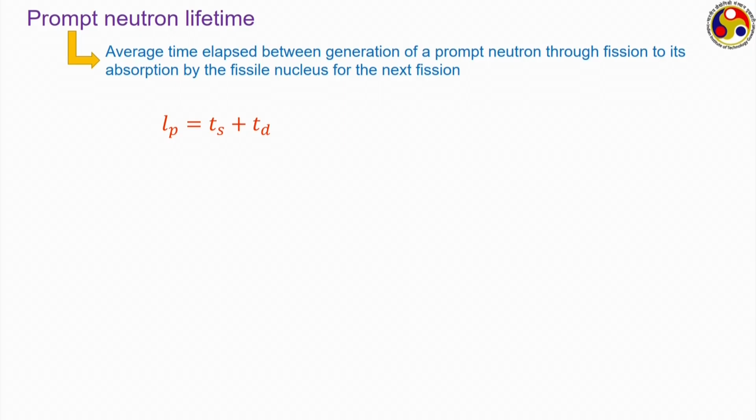And mathematically we use this symbol lP to denote the prompt neutron lifetime. Of course, generally time is denoted by the symbol T, but this is a convention that we generally follow. So, the two typical phenomena a prompt neutron undergoes are scattering and diffusion: scattering through the moderator, and the diffusion process after getting thermalized.